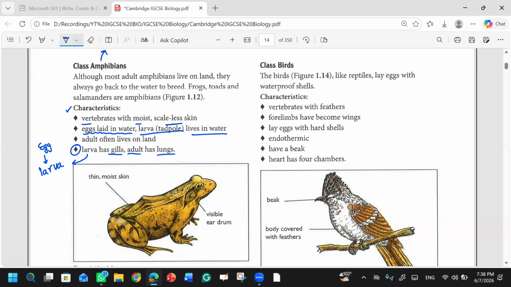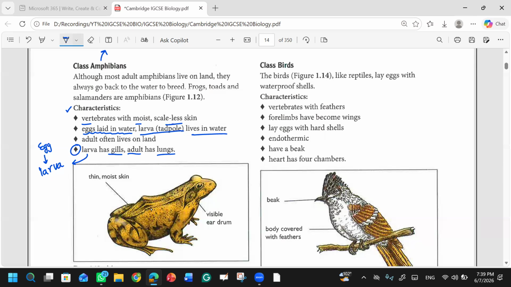Okay, I am repeating again. Class amphibians, the organisms which belong to class amphibians, they live on land as well as in water. They produce their offspring within the water. They breed in the water. They lay eggs in the water.